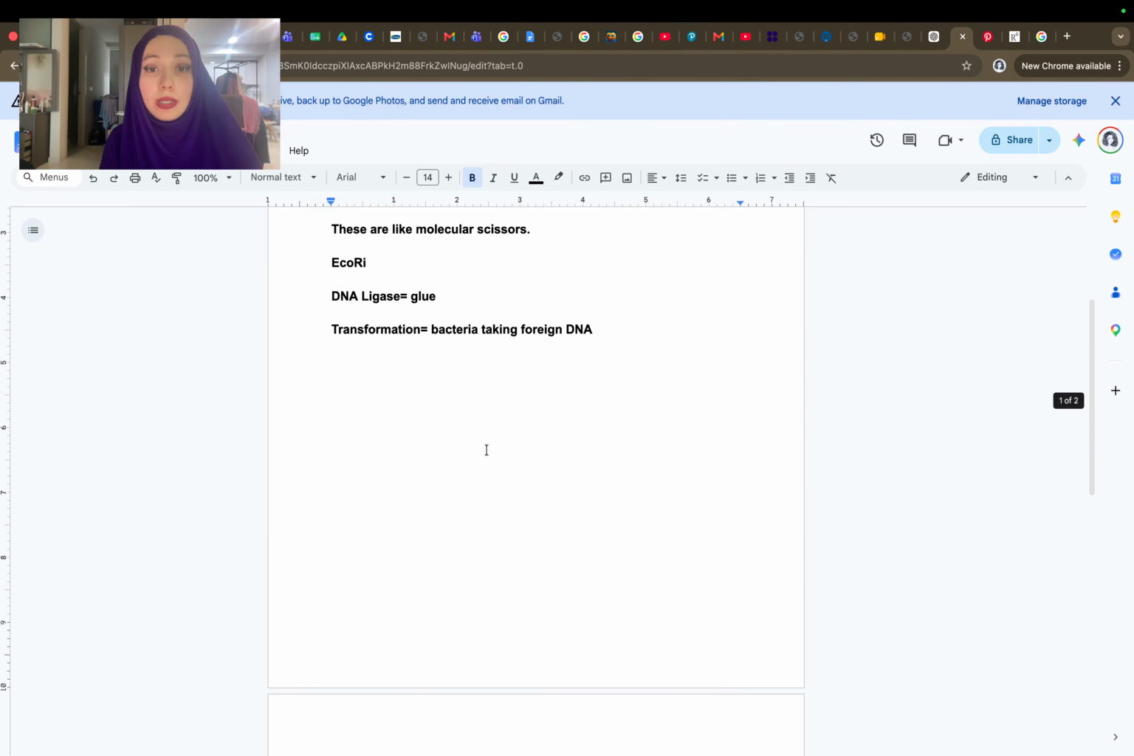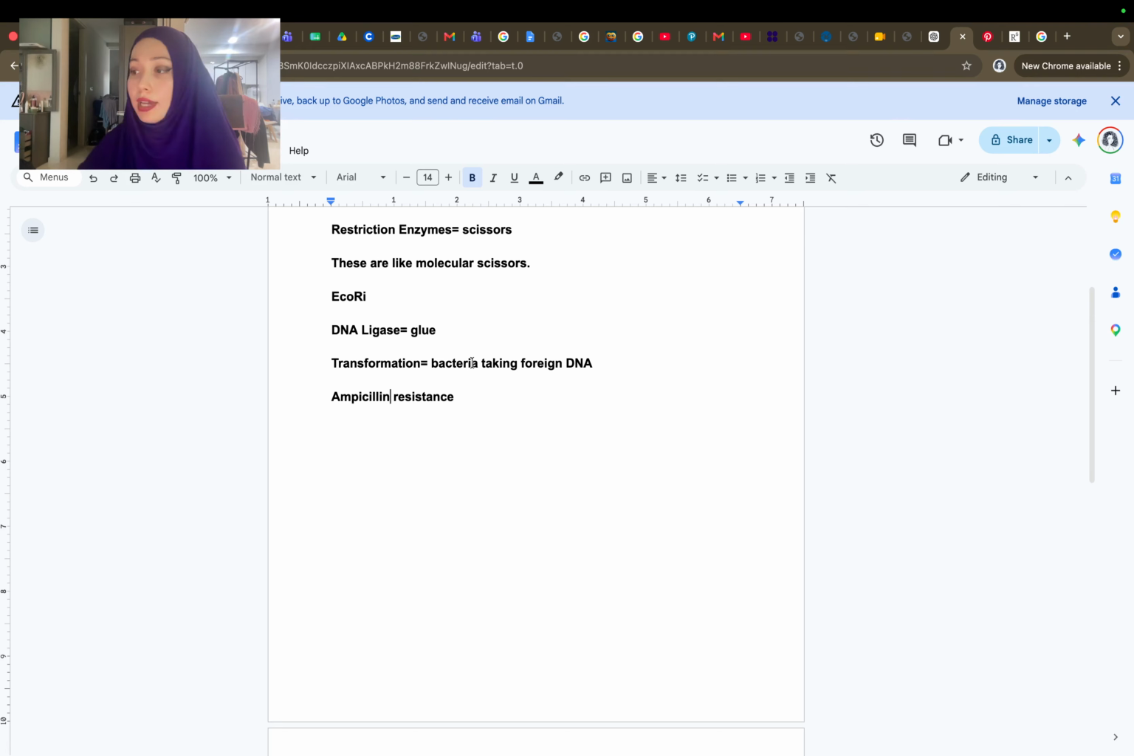For example, one of the most common genes that we use in such a case is the ampicillin resistance gene, because they grow bacteria on plates containing ampicillin. So who survives? Only bacteria carrying the plasmid are going to survive ampicillin.